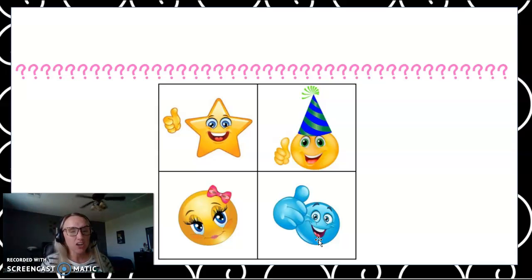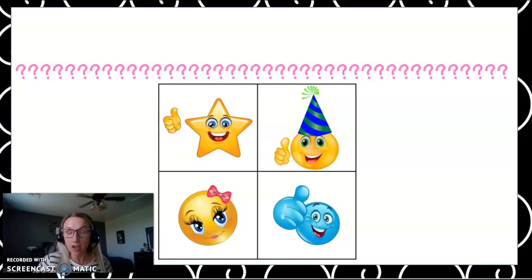Now, what are some things that they are different, not the same? So if you said that not all of them have a hat, you're right. This one has a hat. If you said that not all of them are yellow, you're right. This one is not yellow. So these are showing how they are different.